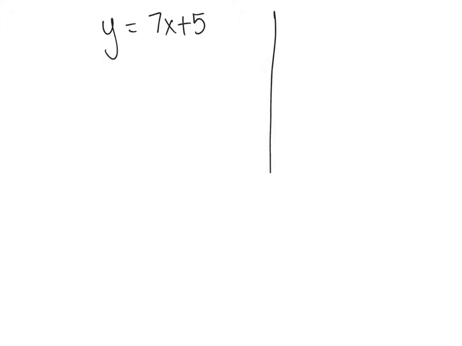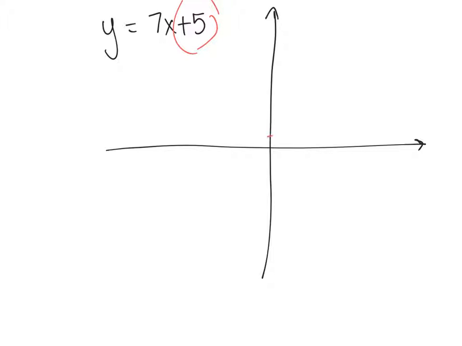So you're going to draw a coordinate plane. My y-intercept is 5, so I'm going to go on my axis, and I'm going to plot it at 5. Now my slope is going to be 7. So I go up 7, 1, 2, 3, 4, 5, 6, 7, and I go to the right 1. I also can keep going, so up 7 to the right 1 will get me about here.